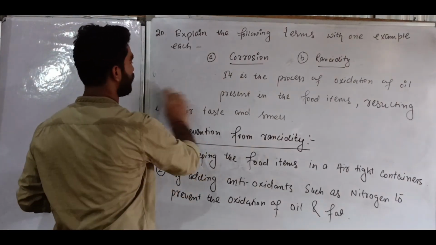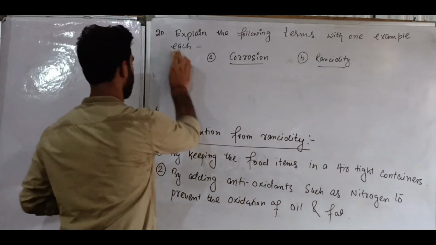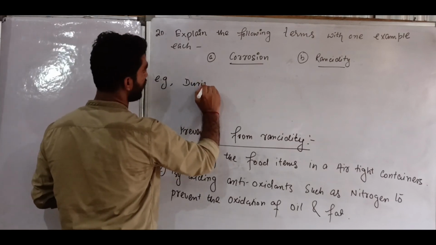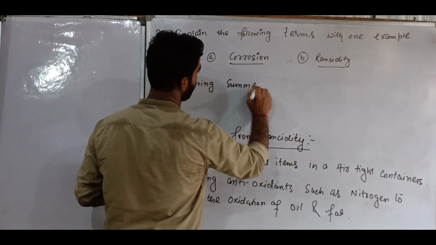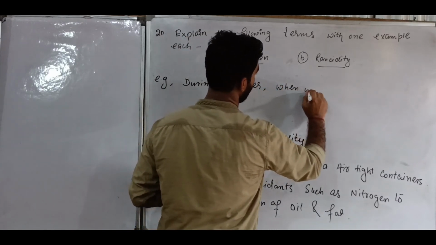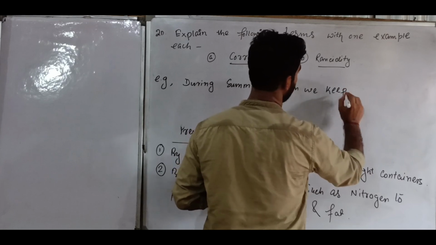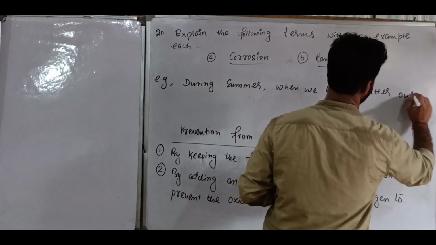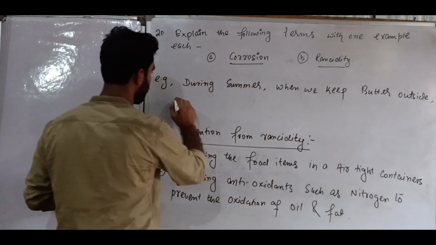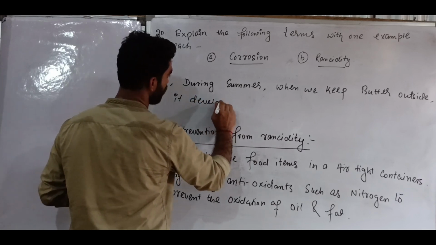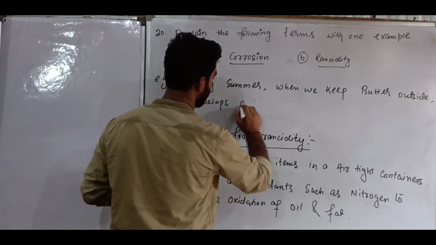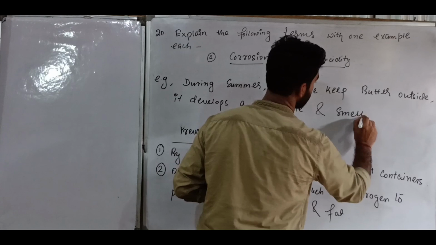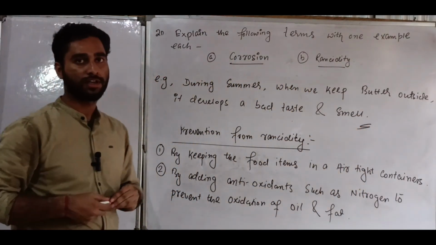Now, what is an example of rancidity? During summer, when we keep butter outside, it develops a bad taste and smell. So this is one example of rancidity.